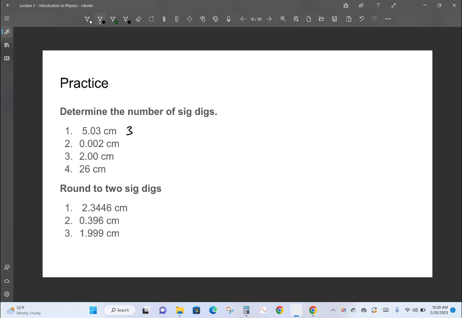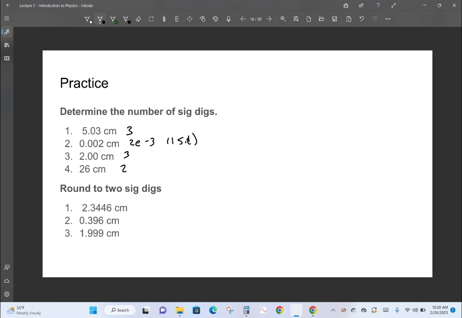Here's one that's commonly mistaken. 0.002. If I put this in scientific notation, this would be 2e to the negative 3. So there's only 1 sig dig. 2.00 centimeters. Those zeros at the end of the decimal are significant, so there's 3. And 2.6, there are no zeros to worry about. 2.6 has 2 sig digs.